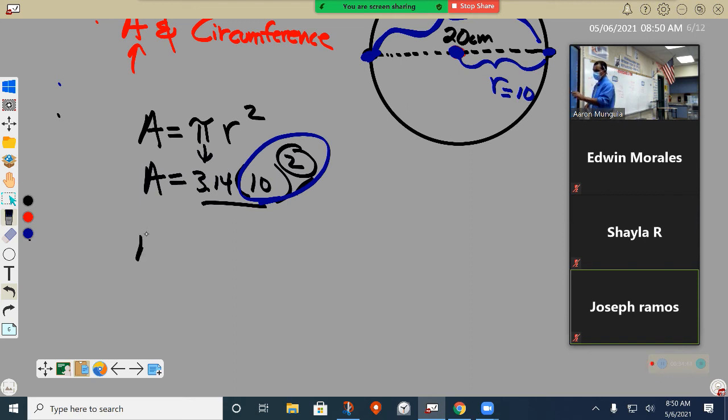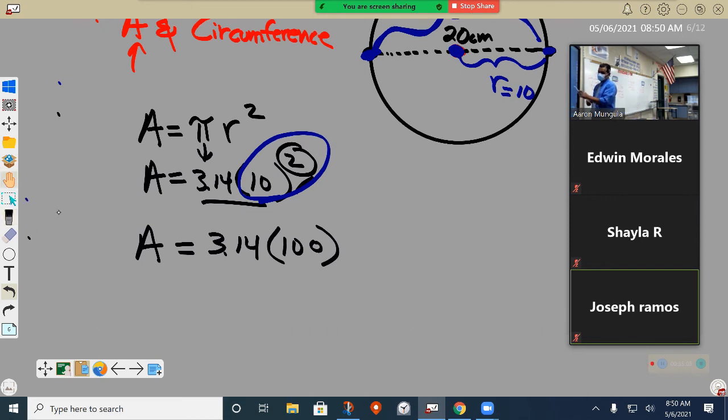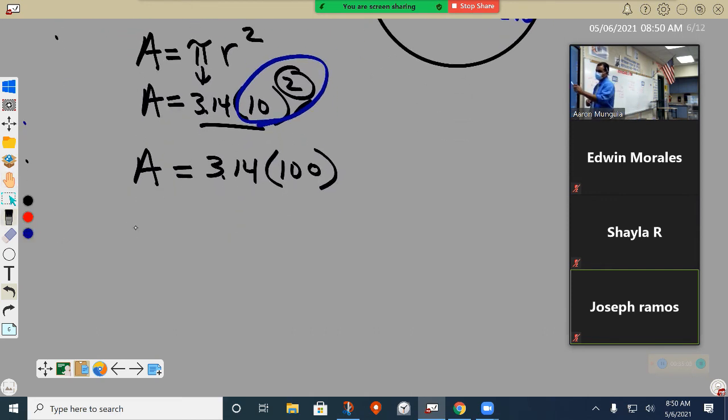So area then, here we go, is 3.14 times 100, because 10 times 10 is 100. Coffee's good, but ineffective at this point. Here we go. Area then is 314.